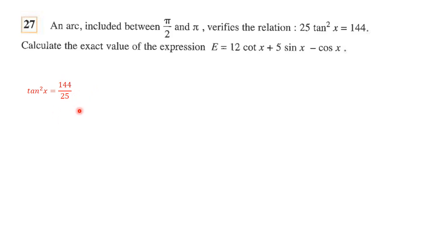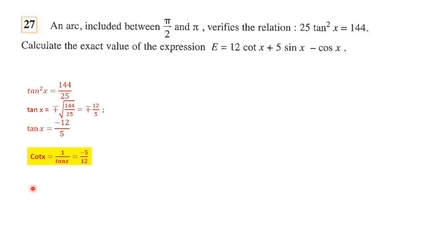And now tangent x is equal plus or minus radical 144 over 25. So it's plus or minus 12 over 5. But because we are in the second quadrant, the tangent is negative, minus 12 over 5. Now, after calculating the tangent, I can calculate the cotangent, because the cotangent is 1 over tangent, so it's enough to flip the fraction, so it's minus 5 over 12.